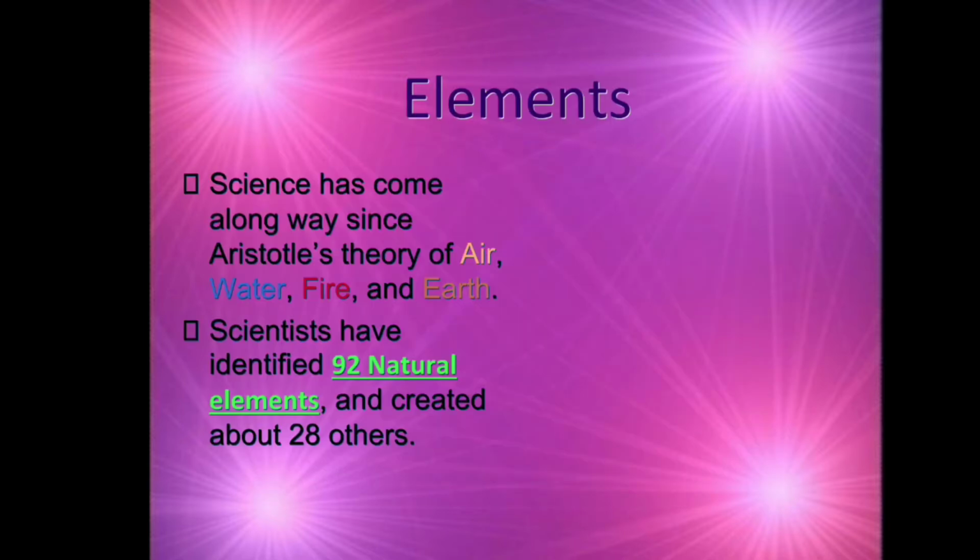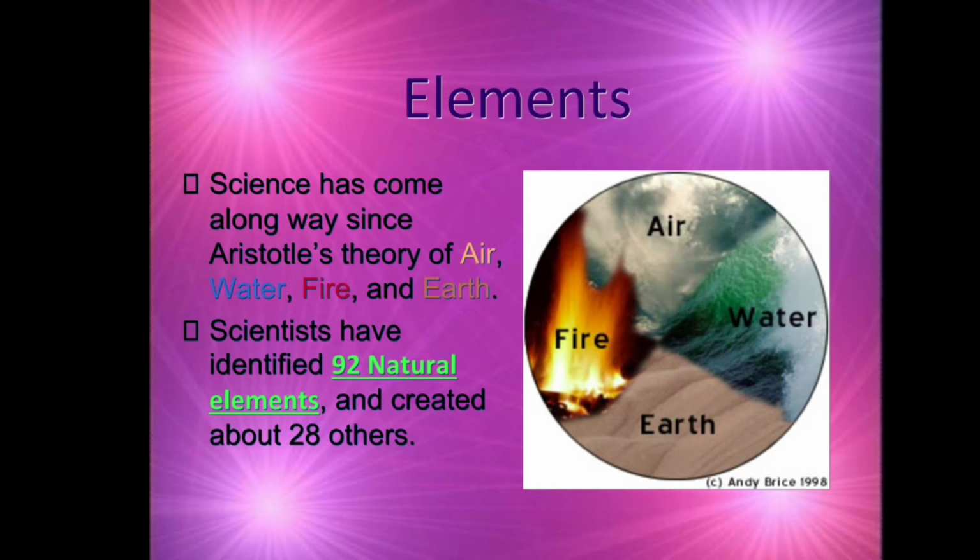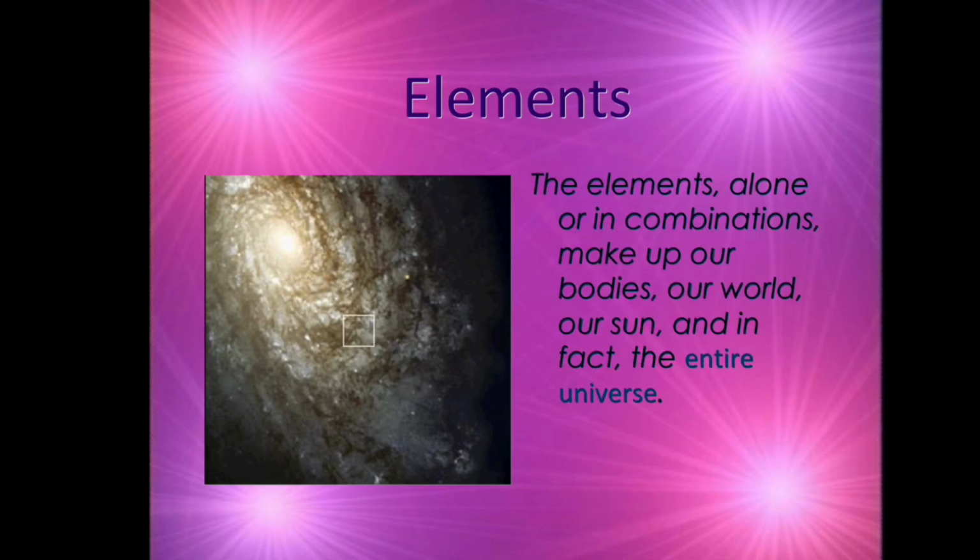So friends, science has come a long way since Aristotle's theory of air, water, fire and earth. Scientists have identified 92 natural elements and created about 28 others. Here, the elements alone or in combinations make up our bodies, our world, our sun, and in fact the entire universe.